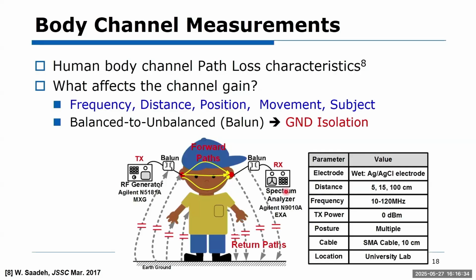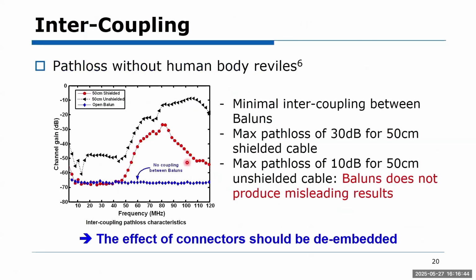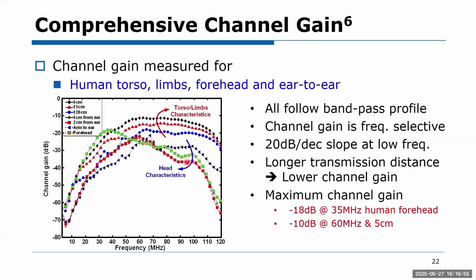So that's why we had to use a balloon, for example, here to separate the grounds, on both the TX and the RX side. We also had to, of course, de-embed the coupling between the cables and the body, as well as the interface. All of these have to be de-embedded. But the good news is that once you measure it this way, we found that the path loss characteristic of the human body looks like a bandpass filter, between around 40 megahertz and around 100 megahertz. So that's why we decided to use that as the center frequency, around 40 to 120 megahertz, where the path loss is the minimum.